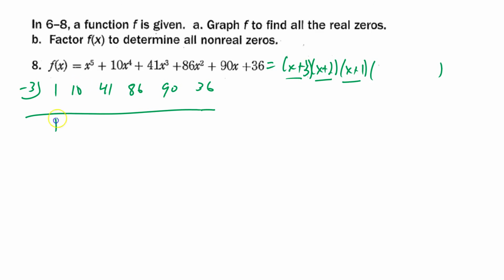So 1 comes down, times negative 3 is negative 3. That gives me 7. Times negative 3 is negative 21, gives me 20. Times negative 3 is negative 60, looks like, 26.